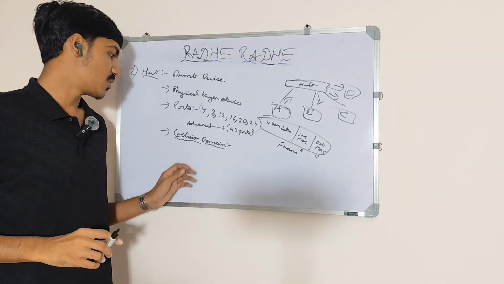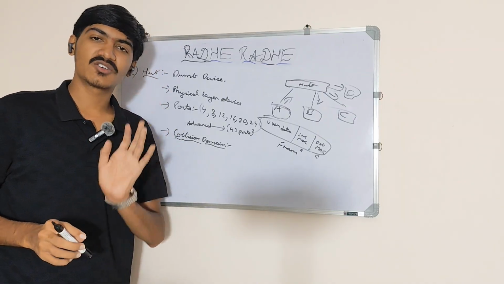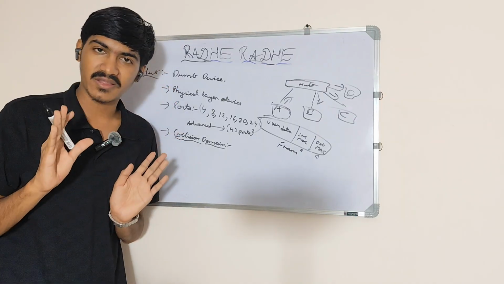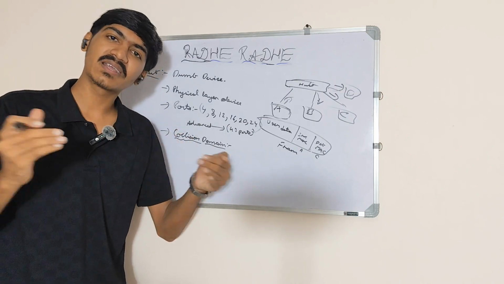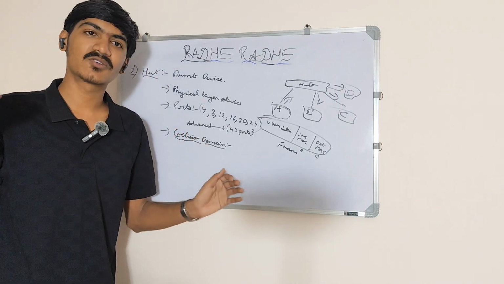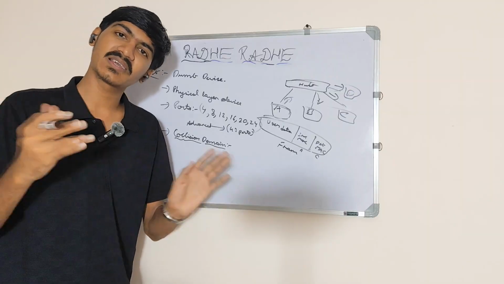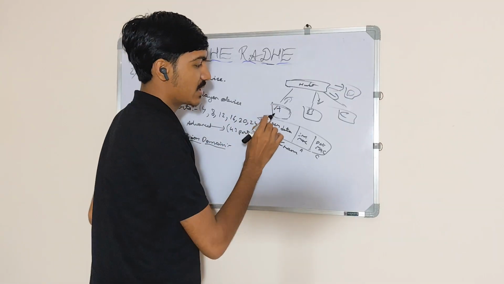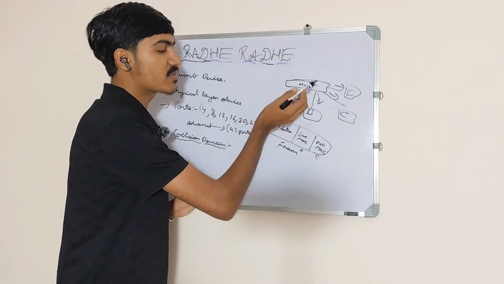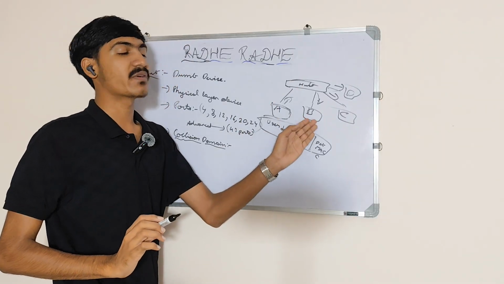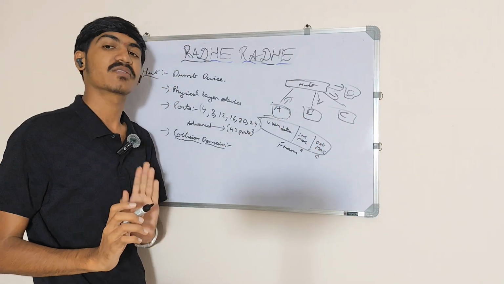Now what is collision domain? Collision domain is nothing but the network segment where there is a possibility of two signals crashing with each other, or the data of two devices crashing with each other. Suppose here A wants to send data to C. At the same time, suppose B is also willing to send data to A.